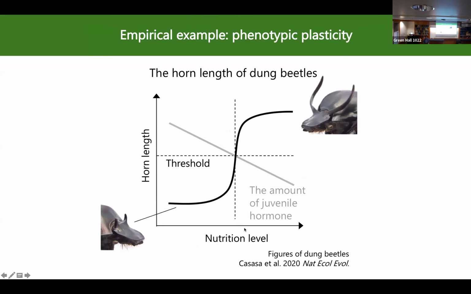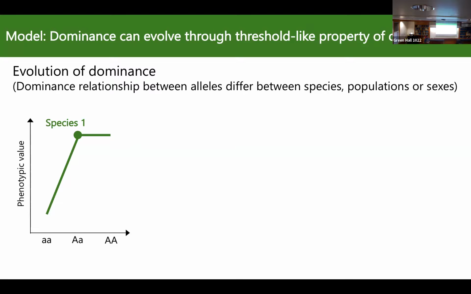And on the other hand, for the case of allelic dominance, a theoretical model predicts that dominance can evolve through the threshold-like property of development. So evolution of dominance is the phenomenon where the dominance relationship between alleles differs between species, populations, or sexes. So let's assume the case where the dominance is reversed between species. For example, in one species, there are two alleles, large A and small a, and large A is dominant. And in another species, the allelic dominance is reversed.